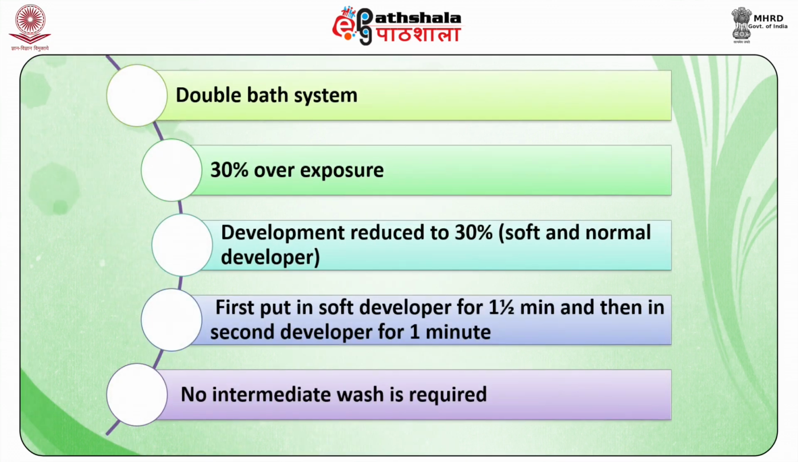Enlargement from high contrast negatives can be developed in a double bath system for better results. In the double bath system, 30% overexposure is required and development should be reduced by 30%. Soft and normal developer: first put in the soft developer for 1.5 minutes and then in the second developer for 1 minute. No intermediate wash is required.